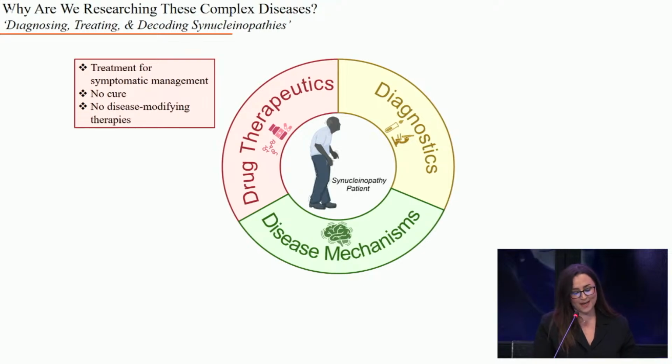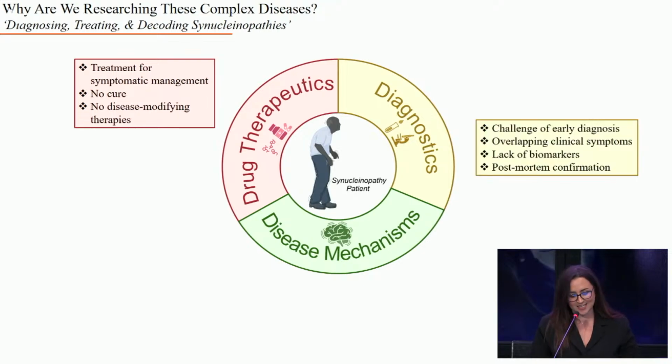The next aspect in which we want to research is diagnostics. It would be better, of course, if we could get an early diagnosis of these diseases. However, there are some challenges, like overlapping clinical symptoms between patients with PD, DLB, and MSA, and of course, other neurological disorders like Alzheimer's. There is also a lack of biomarkers. A biomarker is something we can measure in something like the blood that can distinguish and diagnose a patient with PD, DLB, and MSA. And lastly, in order to actually get a definite diagnosis, we need to look at the brain post-mortem, like I showed earlier.